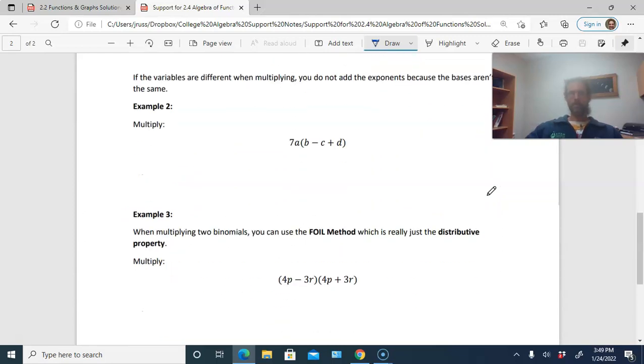Okay, so let's get into some other stuff. Let's look at this next one. It just says multiply. What we have here is we're multiplying the 7a to everything that's inside these parentheses. So the 7a is just one term, so it is a monomial. But in the parentheses here, guys, we actually have three terms. b, and then negative c, and then d. That's three terms there. So that's actually what we call a trinomial.